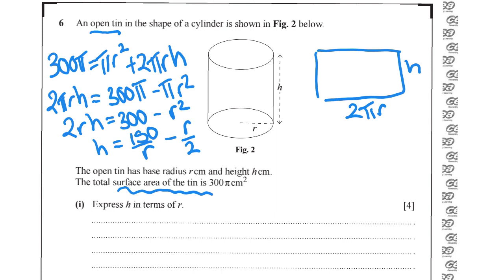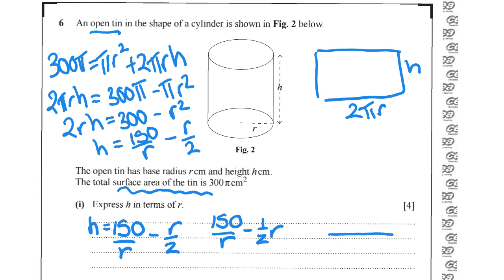There's many ways that you could present that final answer. So I have h equals 150 over r minus r over 2. You could have 150 over r minus 1/2 r, or you could have left it with a common denominator, the common denominator being 2r, and you have 300 minus r squared.